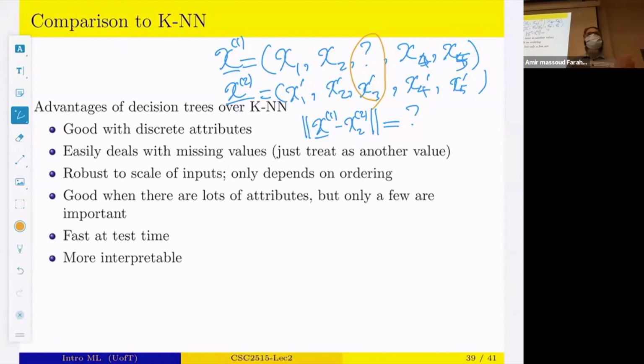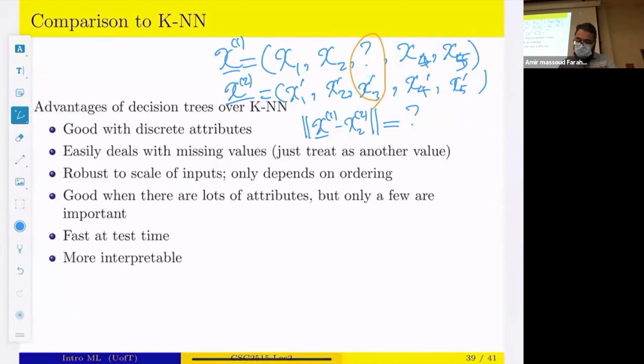You can try to impute it. You can try to say that if I don't know the value, I can consider it as 0. But that's a bit questionable. But for decision trees, you just consider this as another variable, say a binary variable, whether something is known or not known, and then deal with it that way.